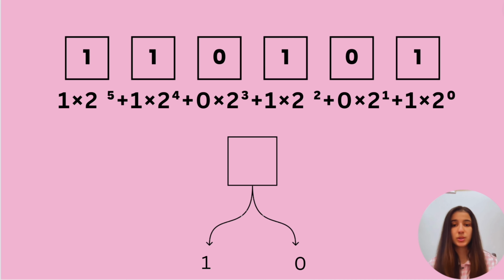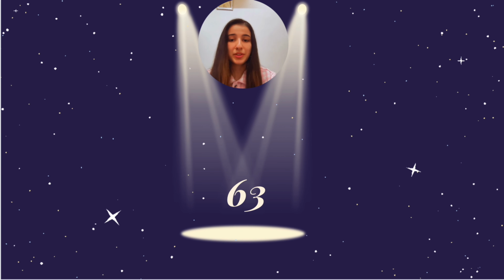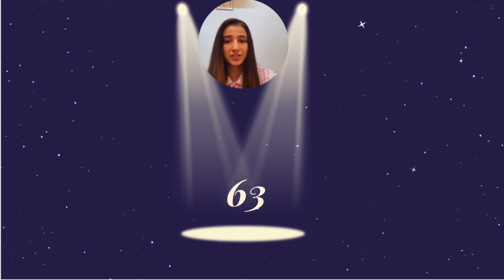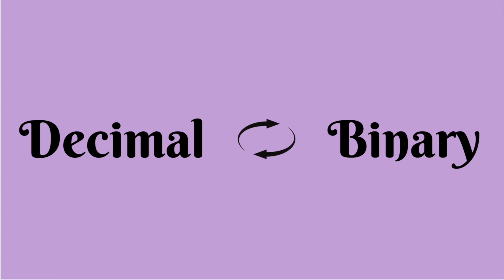So as we start calculating, we write 2 to the power of 0 times the digit which is standing in the box. So firstly we write 1 times 2 to the power of 0, then we write 0 times 2 to the power of 1 in this case, and so on. And to calculate the final decimal number, we sum them up together. Congratulations! You took your first step into the world of computer science and converted your first binary number into decimal. Now let's see how we convert decimal back into binary.